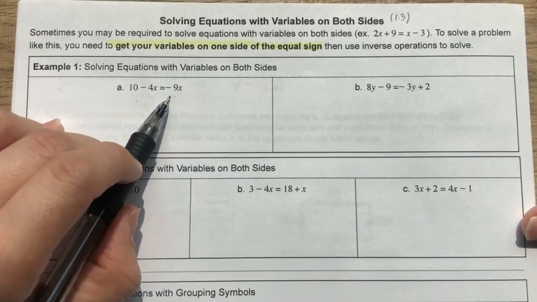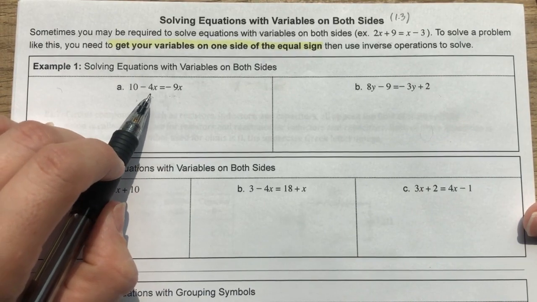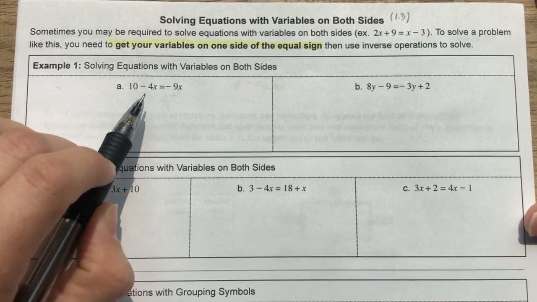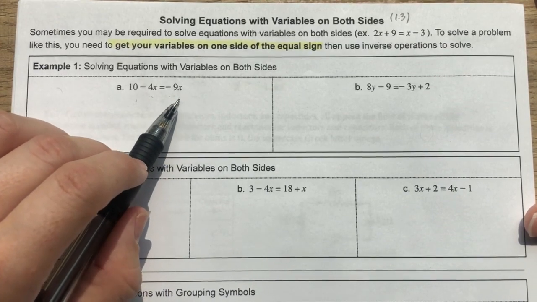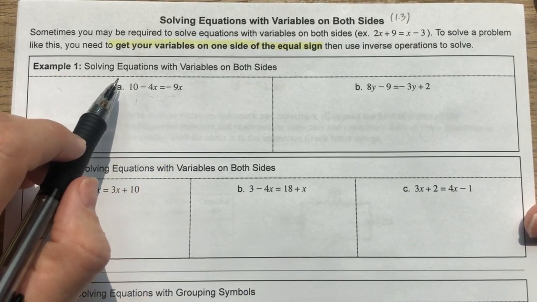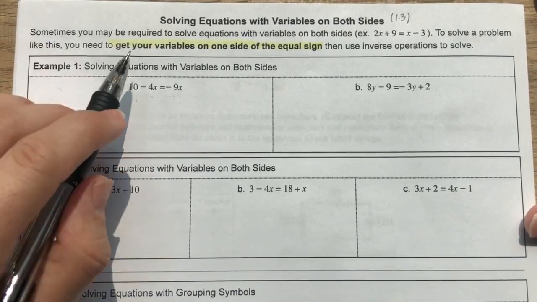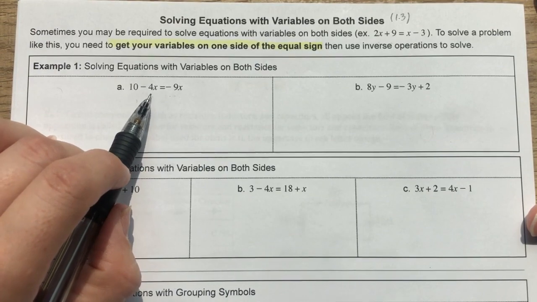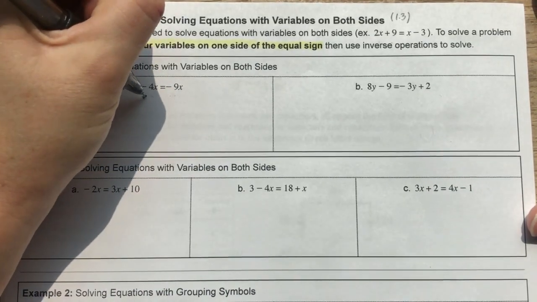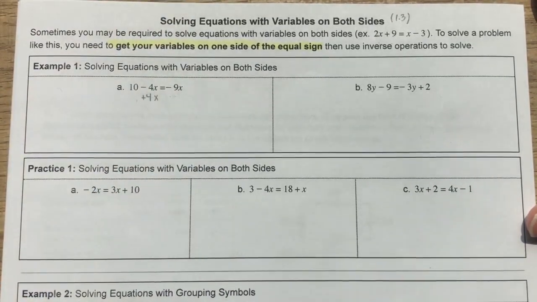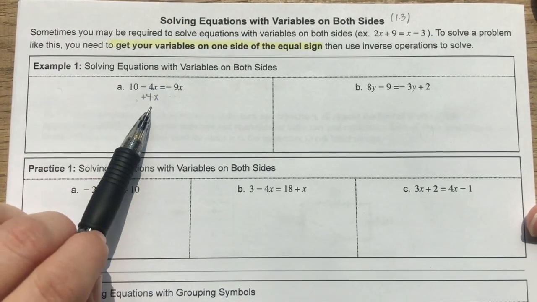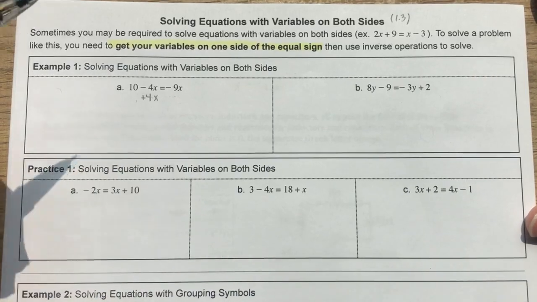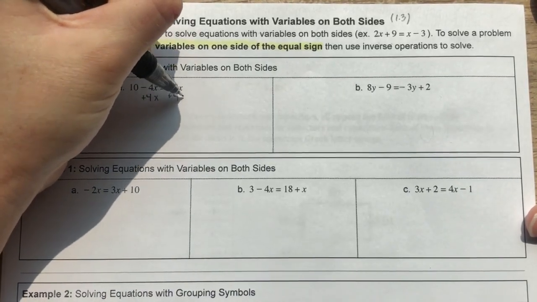So I have 10 - 4x = -9x. If I want to undo the -4x on the left side and move it over to the right side, I can use those inverse operations that we've been talking about for the past couple weeks. So this is a minus 4x. To undo it on the left side of the equal sign, I can add 4x underneath it. And whatever I do to one side of the equal sign, I also have to do to the other. So if I add 4x here, I also need to add 4x on the right side.